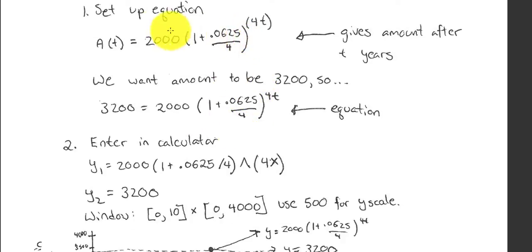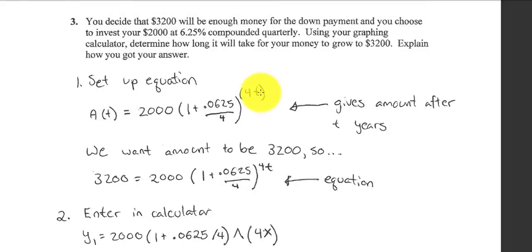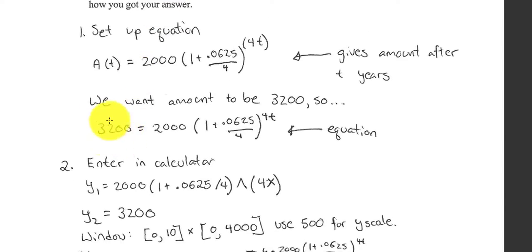And the thing is, we don't know how long it's going to take. So instead of putting a 5 in here, we don't want to know how much we'll have after 5 years. We want to know how many years it will take to get to 3,200. So 3,200 goes where the A is. We know the amount in the future is 3,200. We start out with 2,000. Our interest rate is 6.25% quarterly. We just don't know the time. And by the way, you want to make sure you put this 4T in parentheses.